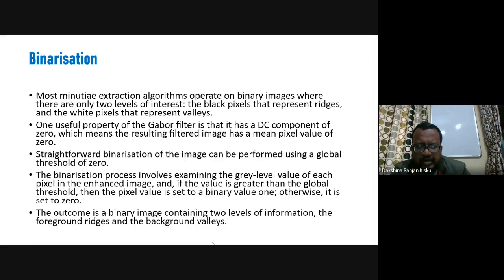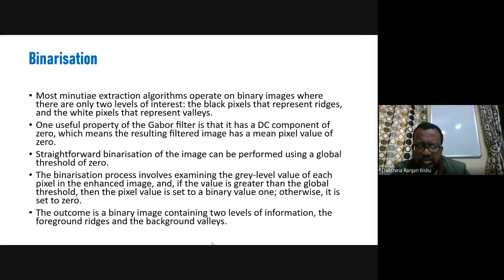That means if we normalize the gray level values between 0 and 1, then we obtain all the gray level values between 0 and 1. Otherwise, we can set some pixel values to 255 and the rest of the pixel values to 0. When we compare any pixel value in the enhanced image after applying the Gabor filtering, every pixel will be considered with the global threshold, and if the pixel value is found to be less than the global threshold, then we assign that pixel value 0. Here 0 means black.